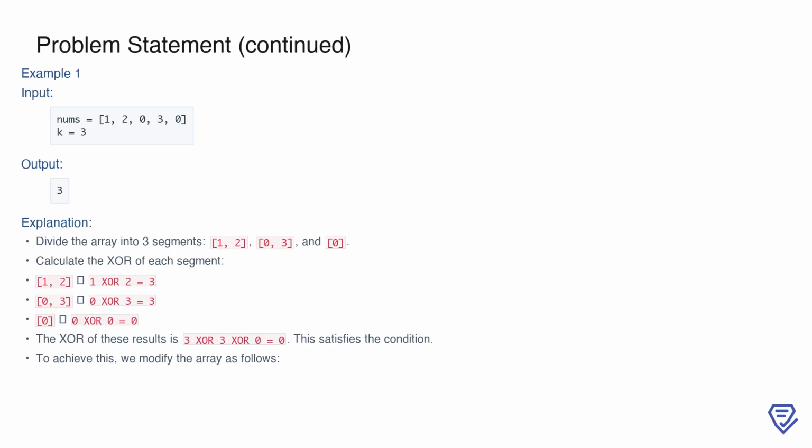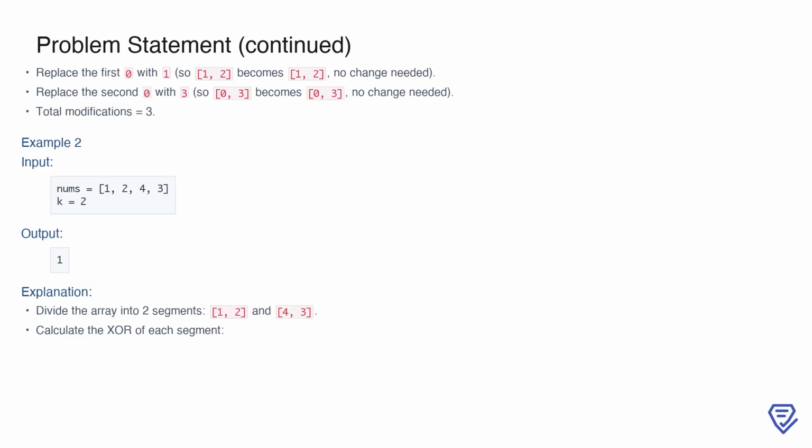To achieve this valid division, we modify the array by replacing certain elements. Let's see how the modifications are carried out. In this case, we replace the first 0 in the array with 1, keeping the segment 1, 2 unchanged. Next, we replace the second 0 with 3, which ensures that the segment 0, 3 remains valid. No changes are needed for the third segment, 0. In total, 3 modifications are made to the array. Therefore, the minimum number of modifications required to achieve the condition is 3.